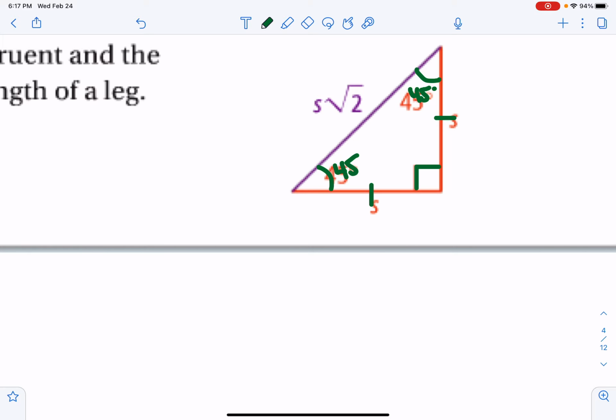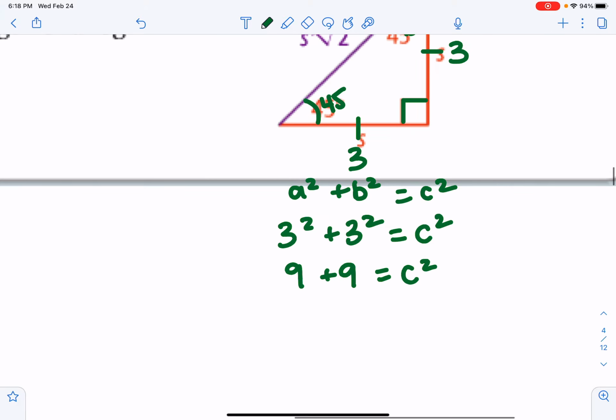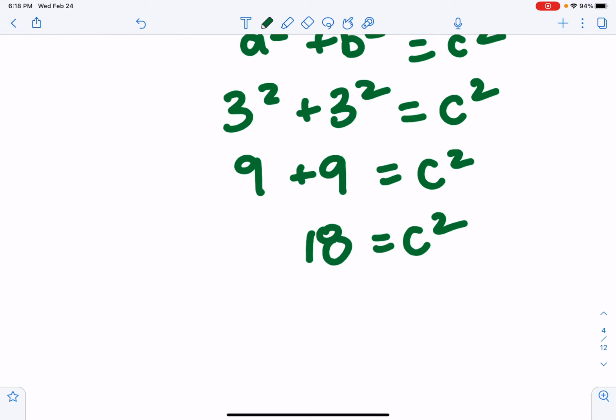Let's say this isosceles triangle has one side of 3, and then this side is 3. So using the Pythagorean theorem, we'd say 3 squared plus 3 squared equals c squared. And that'd be 9 plus 9 equals c squared. 18 equals c squared. And then this is the tricky part.